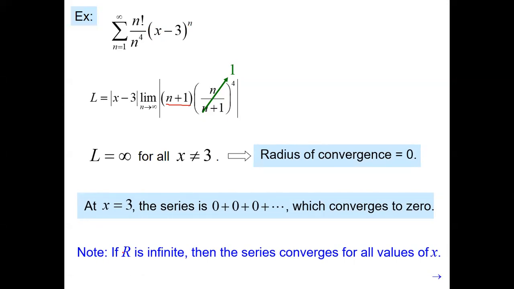So again, this had a radius of convergence of 0, but if the radius of convergence was infinite, then it converges for all the values in that series.